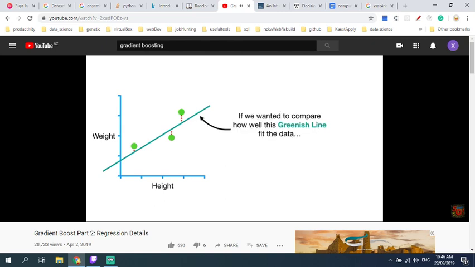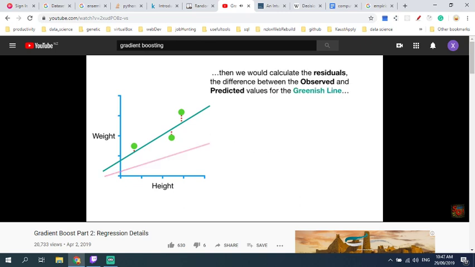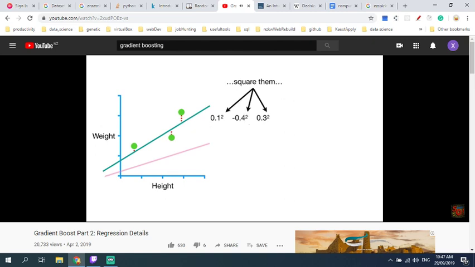If we wanted to compare how well this greenish line fit the data to this pink line, then we would calculate the residuals, the difference between the observed and the predicted values for the greenish line, square them, and add them up, and get 0.26 for the sum of the squared residuals for the greenish line.